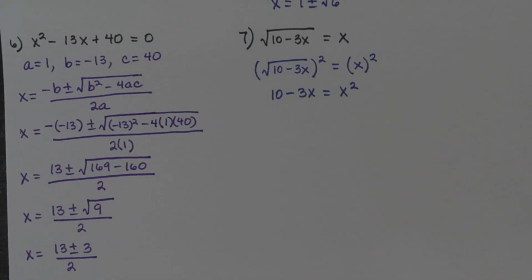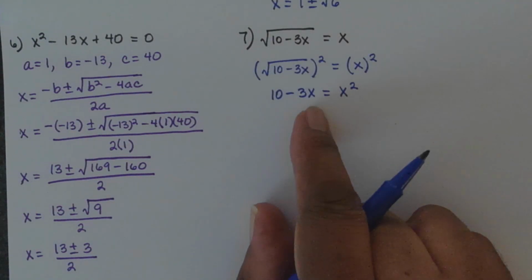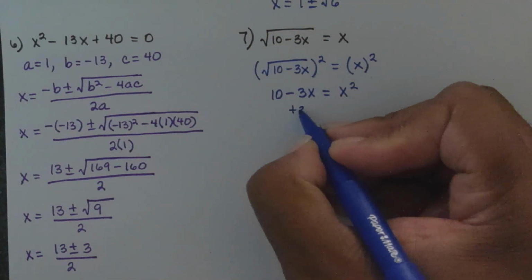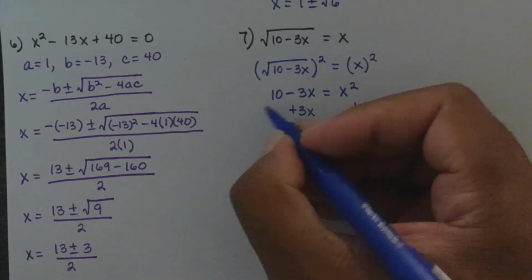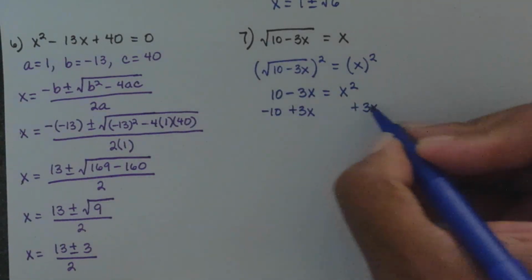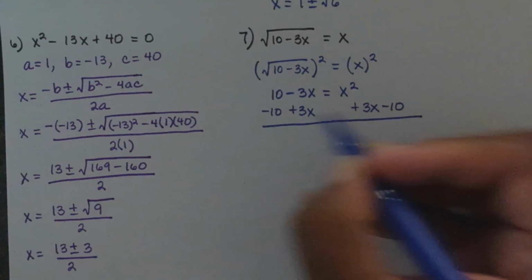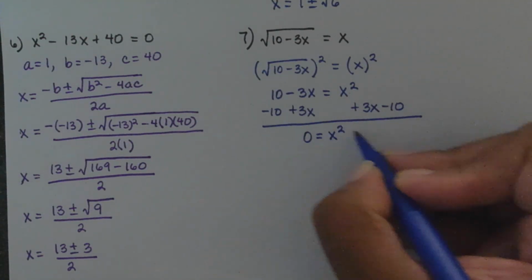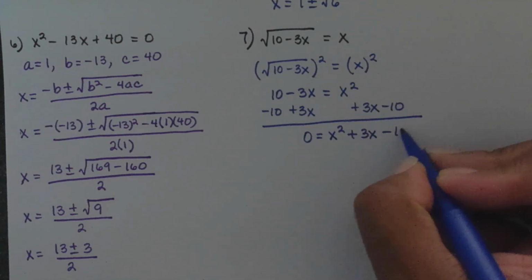Now we have a quadratic equation, so that means I need to get a 0 on one side of this equation. Let's move the 10 minus 3x to the opposite side by first adding 3x, and then the 10, I'll move that over by subtracting 10 on both sides. So here I'm going to get a 0 on this side, and then on the right side I get x squared plus 3x minus 10.